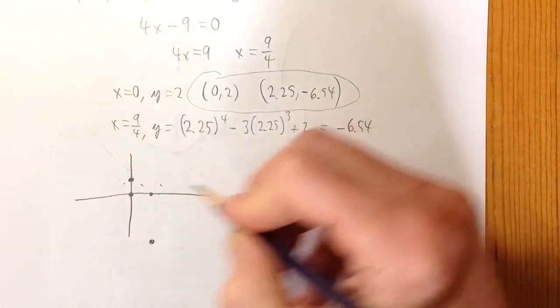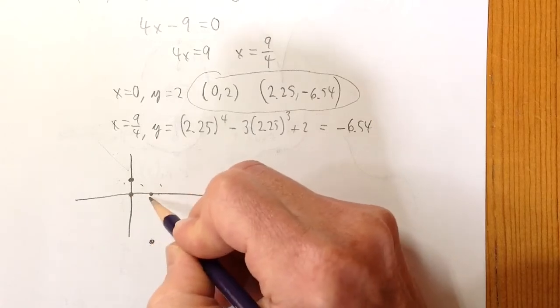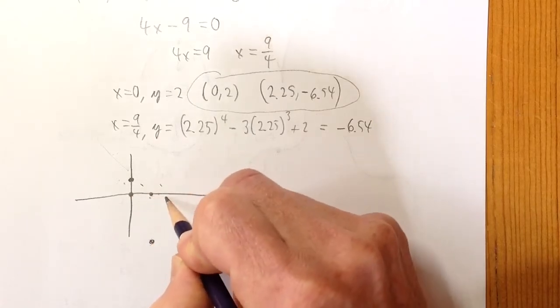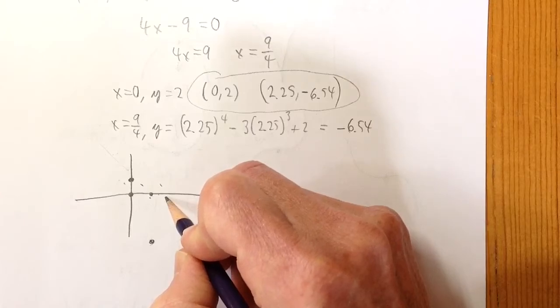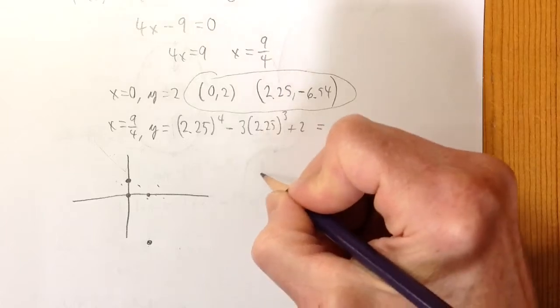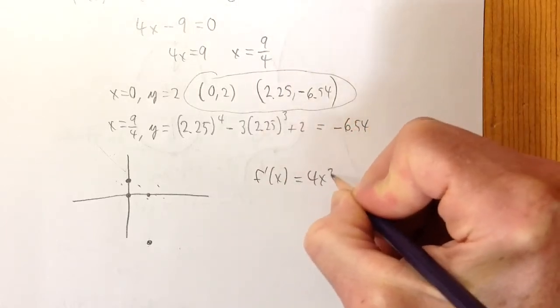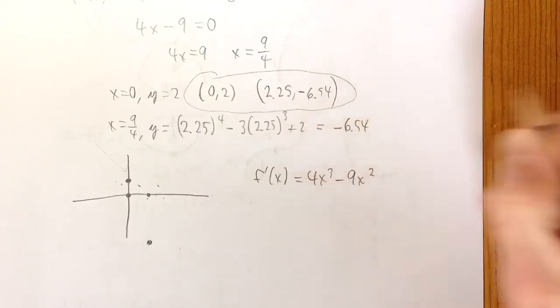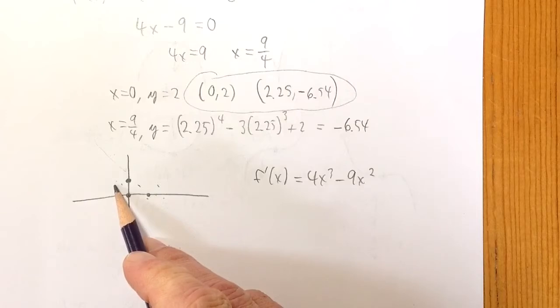Okay, so we've got to plug in a number less than 0, in between 0 and 2.25, and then bigger than 2.25, and see what the slope is doing on each side to know if it's increasing or decreasing. So again, that's just what we have to do. Our slope is 4x cubed minus 9x squared. Let's plug in a number on this side of 0, like -1.